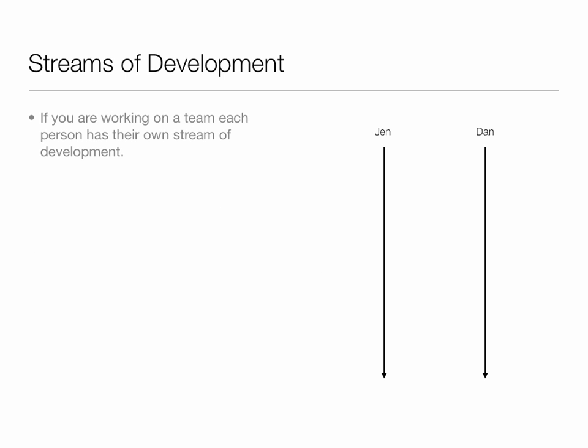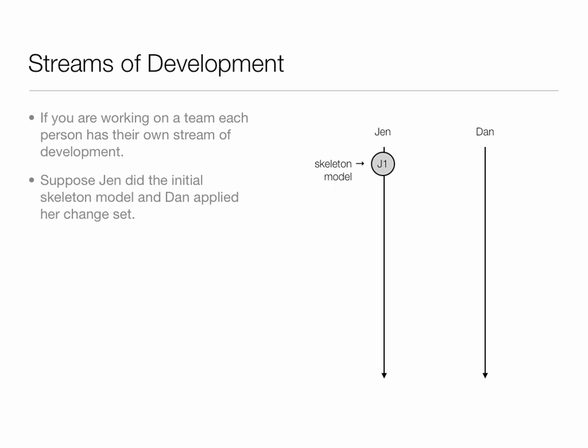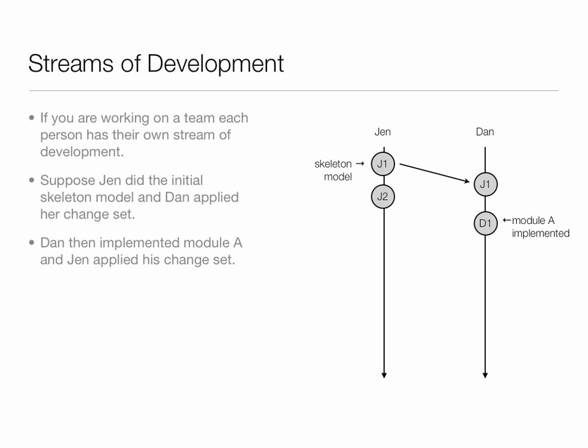Now, if you're working on a team, each person will have their own stream of development, and change sets will move between them. Here we have Jen and Dan. Suppose Jen did the initial skeleton model, and then Dan went ahead and applied her change set to his stream of development. So now he has the skeleton model that Jen had. Jen will continue developing, adding other features to the model, and Dan is also working on his own. For example, D1 here represents the activity of Dan adding Module A. Now Jen can just import that, and now she also has an implementation of Module A.